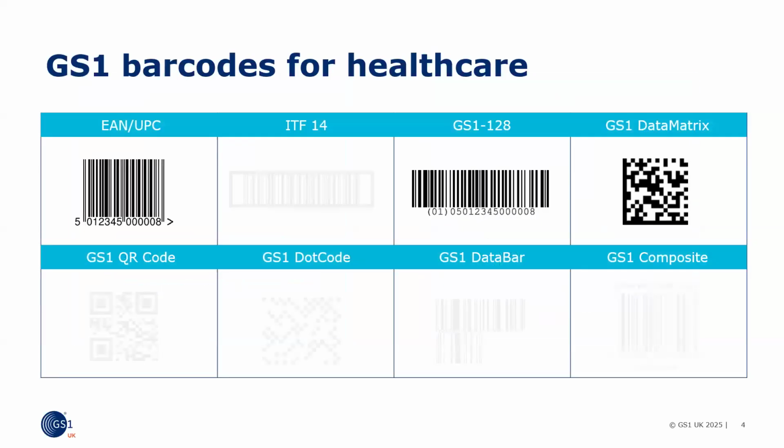These are the three most used GS1 barcodes in healthcare. The EAN13 or UPC-A used for regulated products that also go into retail. Then we have the GS1 128 barcode and the GS1 data matrix that are used to capture the GTIN and production information.